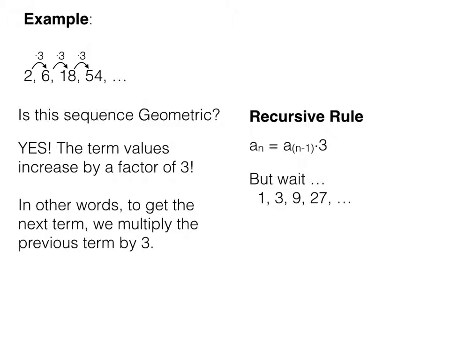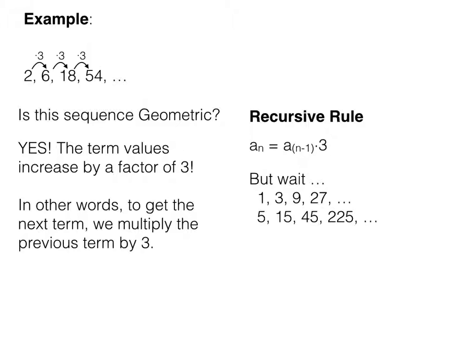That could also describe this sequence, 1, 3, 9, 27, because to get the second term, we had to multiply the first term by 3, 1 times 3, to get 3. To get the third term, we had to multiply the second term by 3. 3 times 3 is 9. 9 times 3 is 27. So that recursive rule could give us 1, 3, 9, 27. Or it could give us 5, 15, 45, 135.